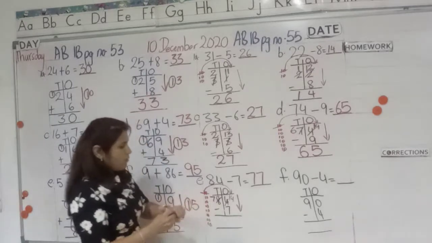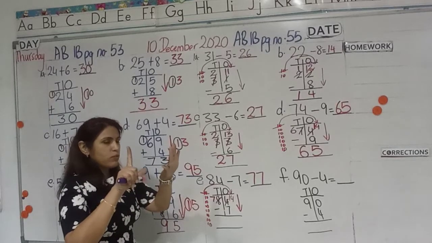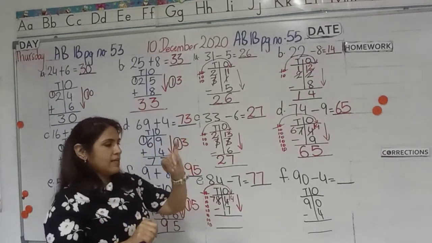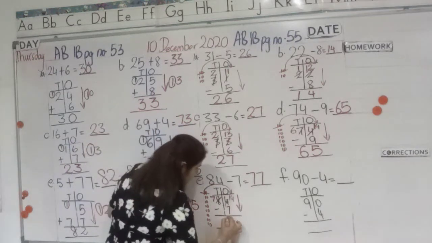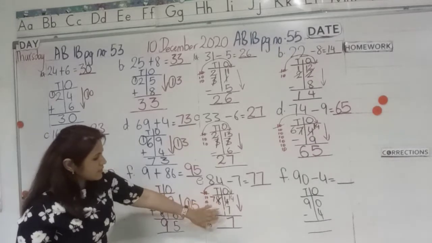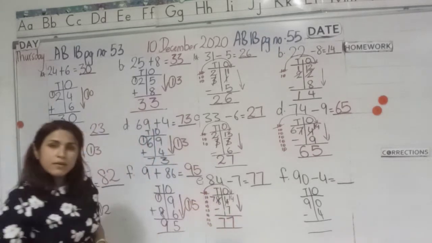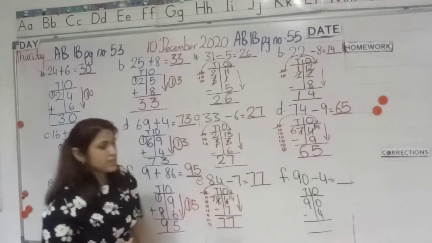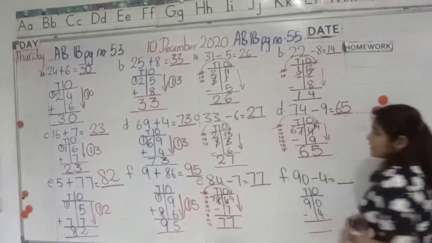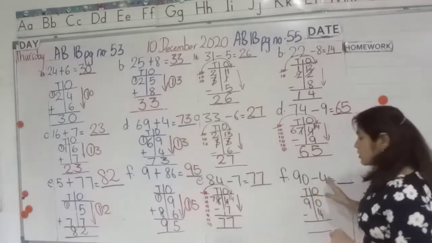Now 14 in your brain. Let's solve the equation. 14 in your brain, 7 on your fingers, backward count. 13, 12, 11, 10, 9, 8, 7. And here 7 minus nothing is 7. So 77 and 77. Yeah? Okay, let's come to the last sum, that is letter F, which is 90 minus 4.